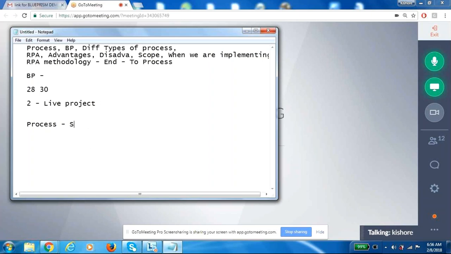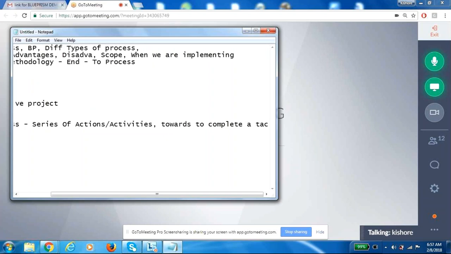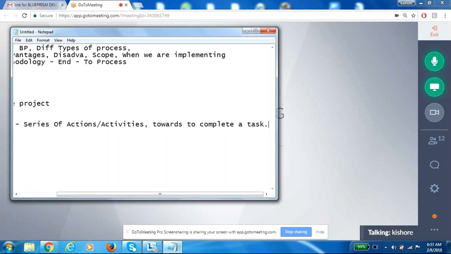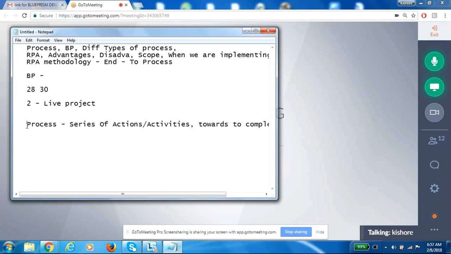So what do you mean by process? Process is nothing but a series of actions, series of activities which we are following towards completing the task. What is the meaning of this? I gave you one task to complete, one work to complete. To complete that work effectively, we need to follow some step-by-step process, a series of actions or activities. That series of activities or actions we call a process.